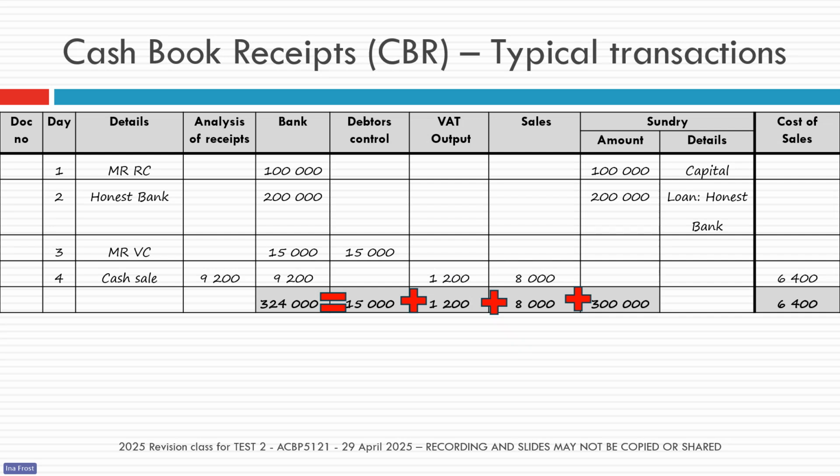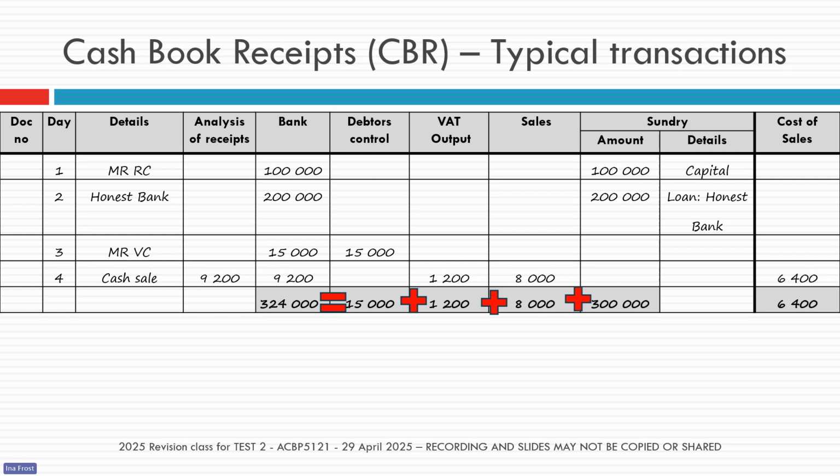So it's important we need to total our cash book, and to double check ourselves, when you add the total of your debtors control column to your output VAT column and your sales column and your sundry receipts, when you add them all together, that's going to equal your bank. Because remember, your bank column, the most important column in this cash book, reflects total cash received.